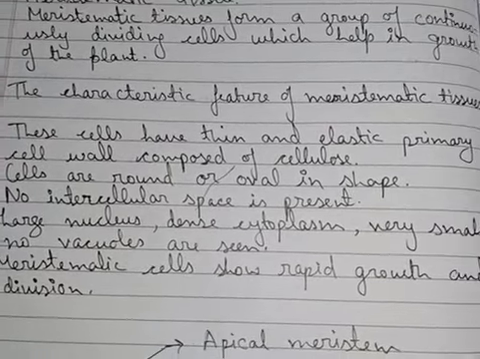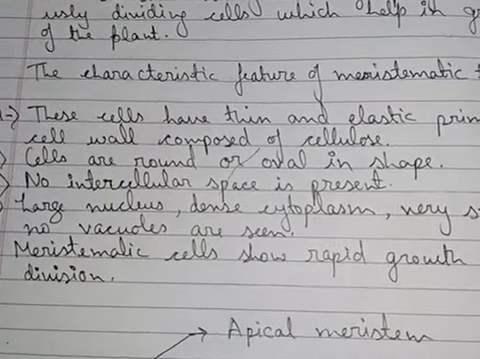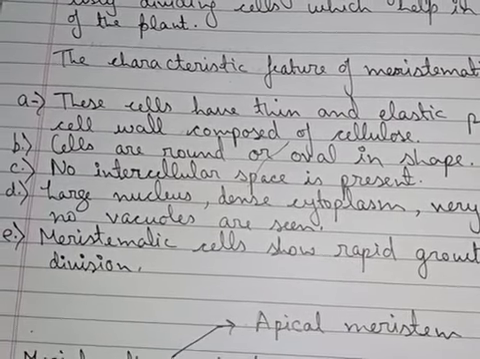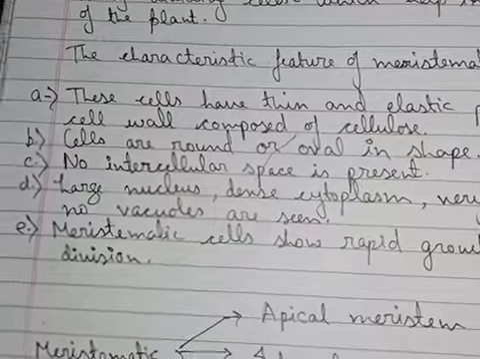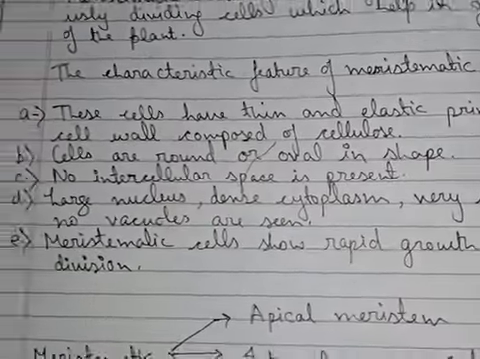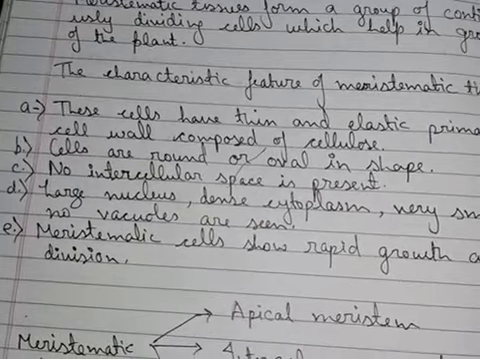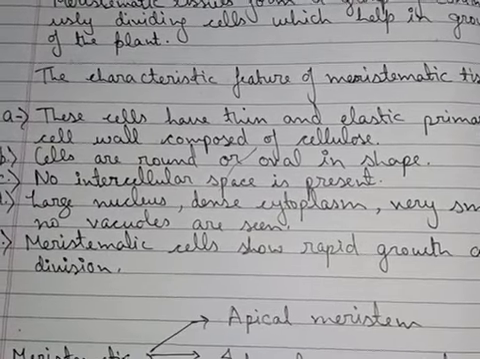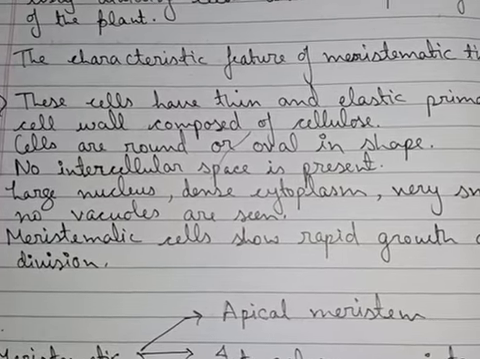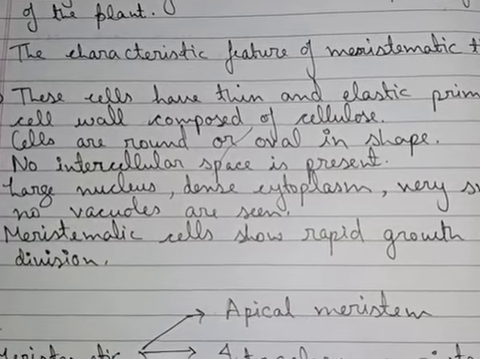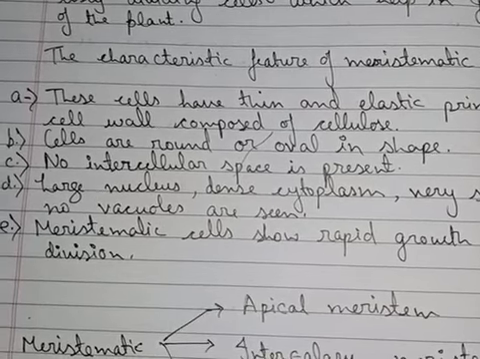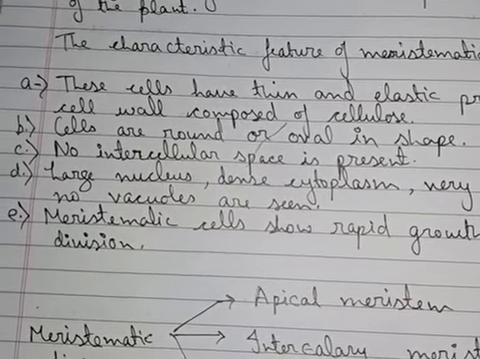The second point is cells are round or oval in shape. Round means circular, and oval means egg shaped. Third, no intercellular space is present. It means there is no space between the two cells.